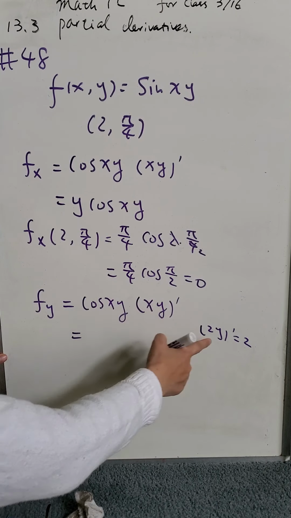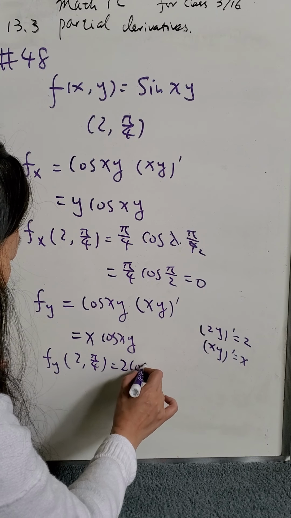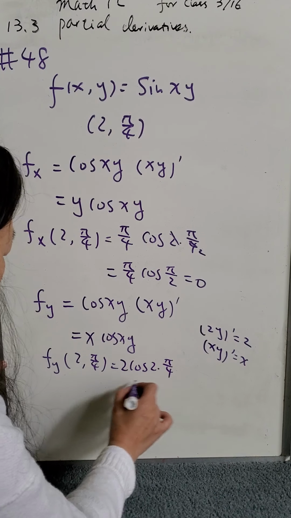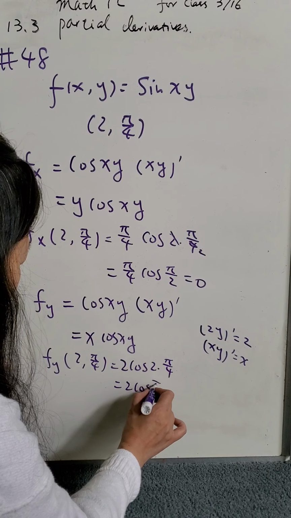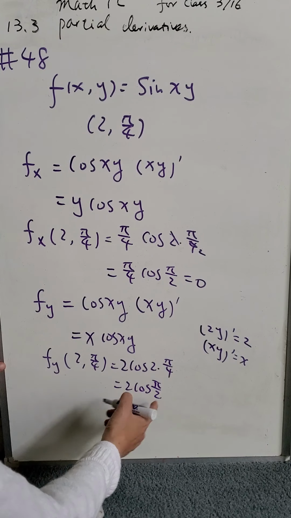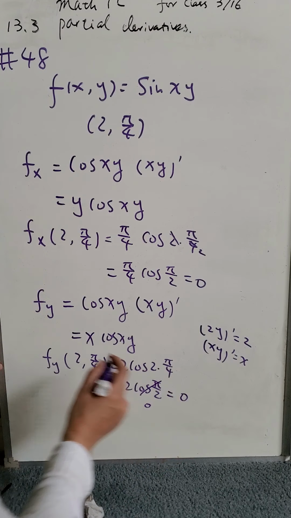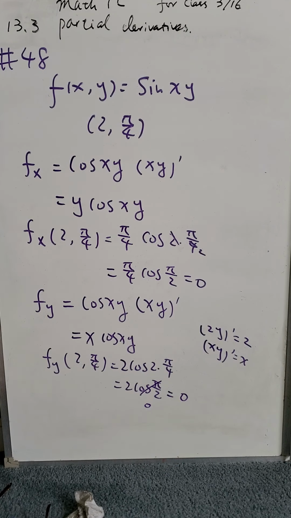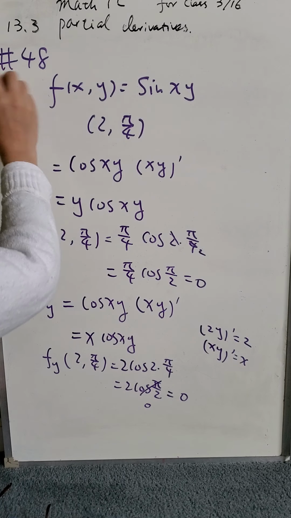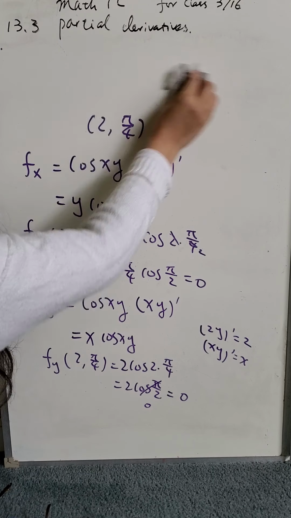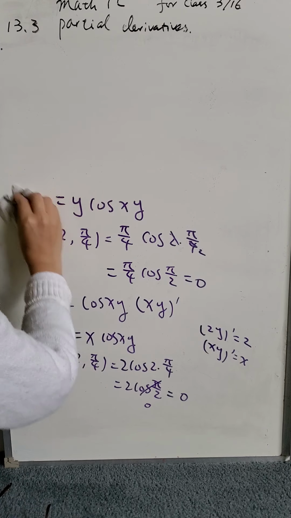Now we're going to put the numbers inside. That becomes 2 cosine of 2 times π/4, so that becomes 2 cosine of π/2. So that's just equal to 0. So that's how you do it if they give you a point. And let's try another one. We just need to keep practicing until we get it.